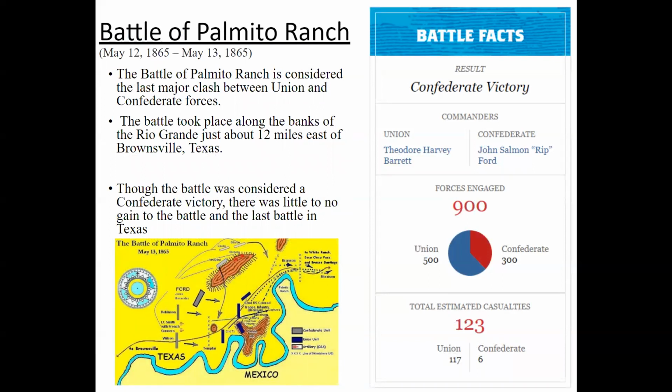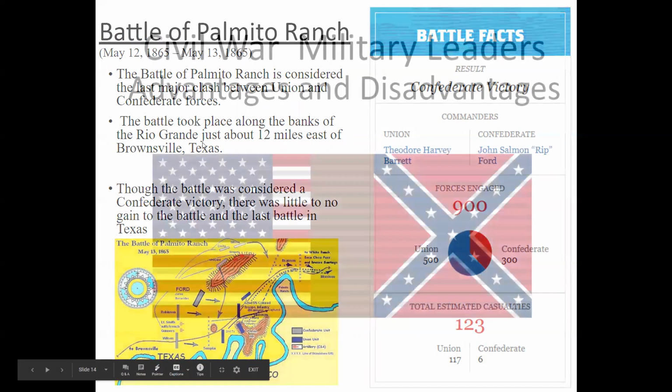An example of this is the last battle in Texas at Palmito Ranch, which is in southern Texas by Brownsville. The battle is considered the last clash between Union and Confederate forces in Texas. It took place along the Rio Grande, right by Brownsville. The battle was considered a Confederate victory, but because Lee had already surrendered, there was no help or way to continue fighting. So this was the last battle altogether inside of Texas.